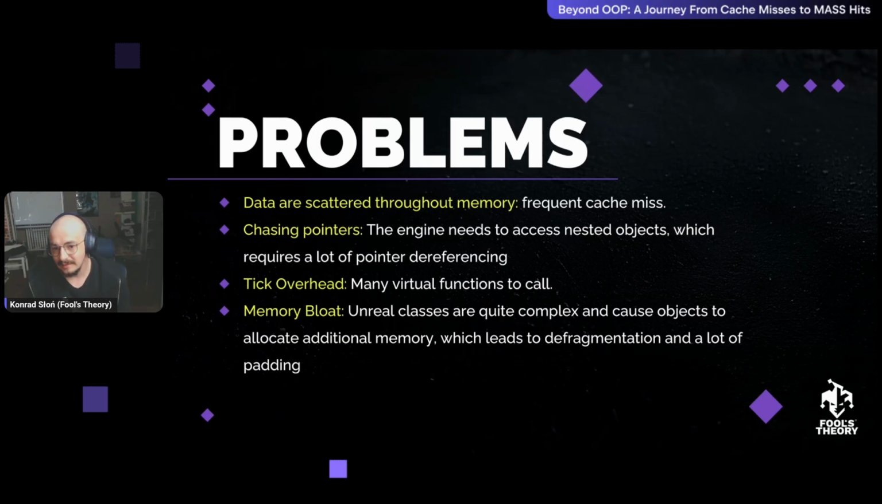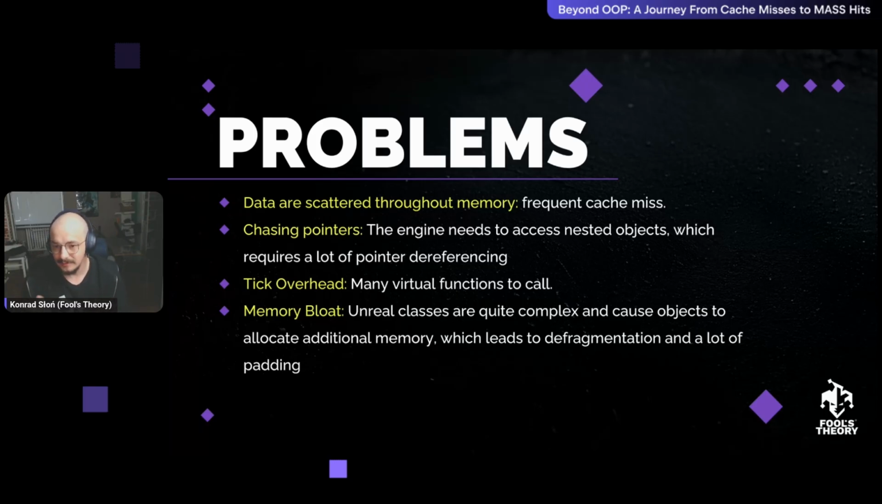So data are scattered throughout memory. We have frequent cache misses because the CPU must jump from place to place and load different chunks of memory. They are not next to each other, they're not connected, so we are not utilizing what the CPU is good at: loading a lot of data into cache and later reading it from cache. We are chasing pointers. The engine needs to access nested objects, which requires a lot of pointer referencing, because this is how objects are created. So we have a lot of pointers.